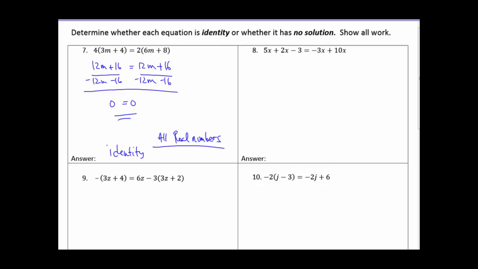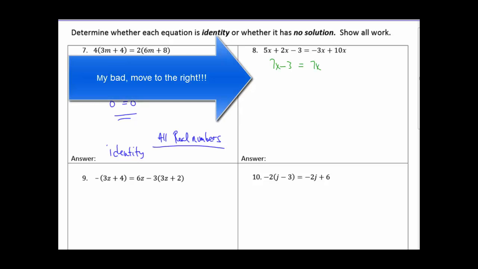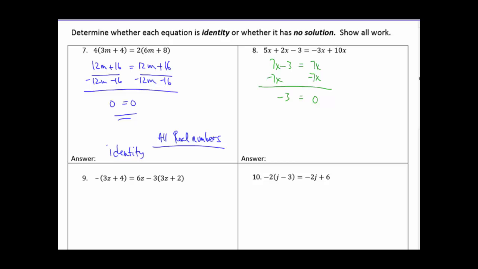Let's try number 8. Well, we don't have any parentheses, so let's combine like terms. We're going to get 7x minus 3 is equal to 10 minus 3x. Let's move the x's to the left since there is only just an x on that side. So if we subtract this 7x on both sides, what you're going to notice is the variable cancels out. We get 0, and then we have negative 3 on the other side.